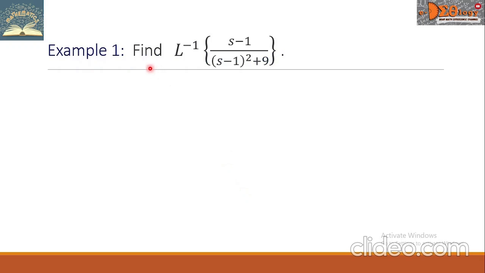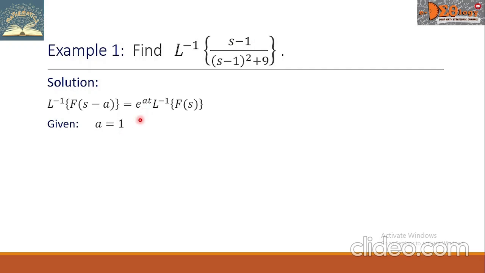Example 1. Find the Laplace inverse of s minus 1 all over the square of s minus 1 plus 9. This problem falls in the category of the Laplace inverse of the function with respect to s minus a. The s minus a is that value s minus 1, which means a is equal to 1. Then the formula is e raised to at times the Laplace inverse of the function F of s.